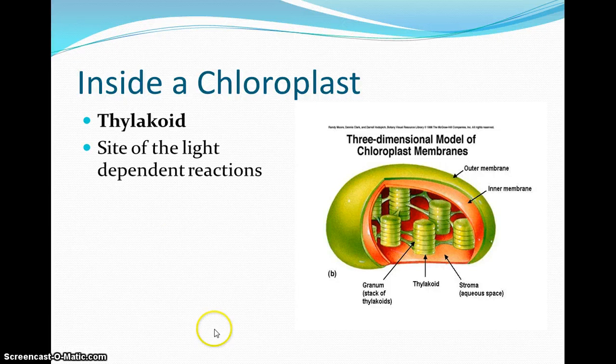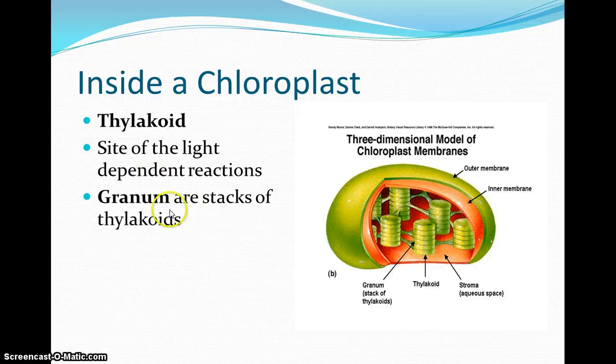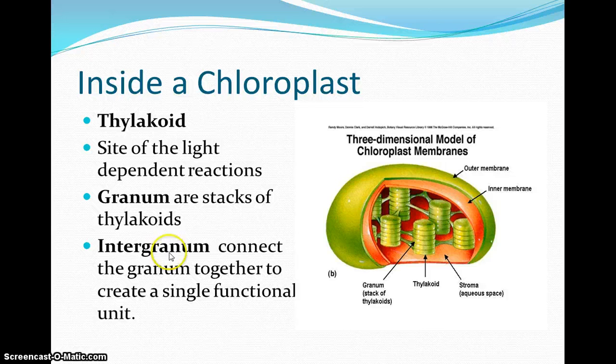So the thylakoid is going to be where the light-dependent reaction takes place. Light-dependent means it depends on light. The grana are going to be the stacks of thylakoids. The intergranum is going to be the connected grana together to create a single functional unit. So all of these are connected together, and they are all doing the same process.